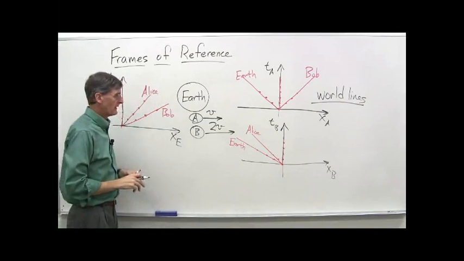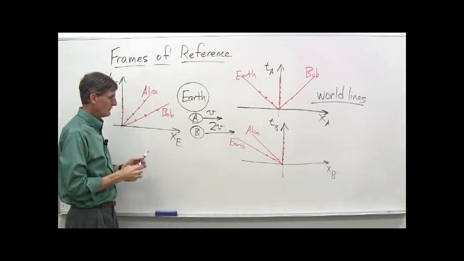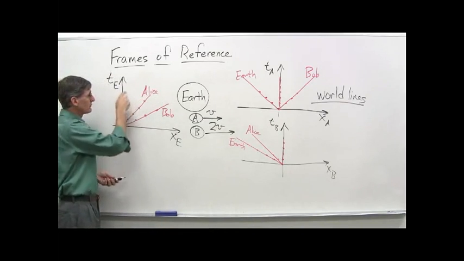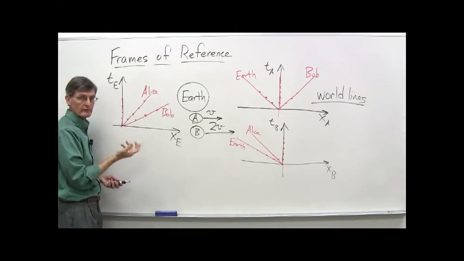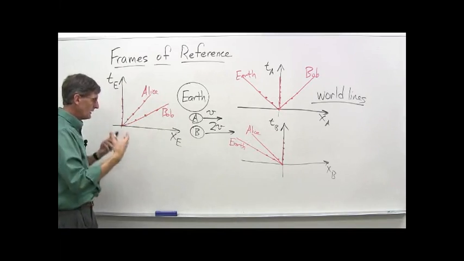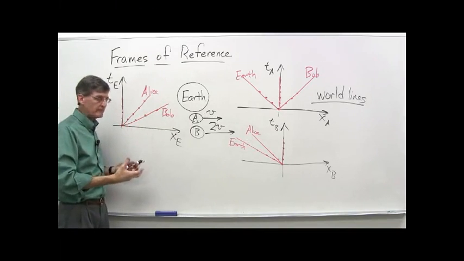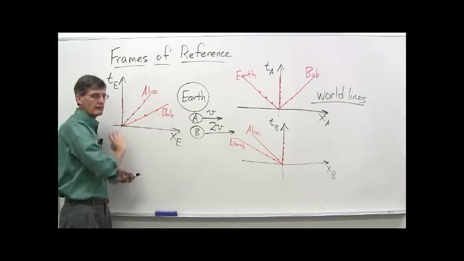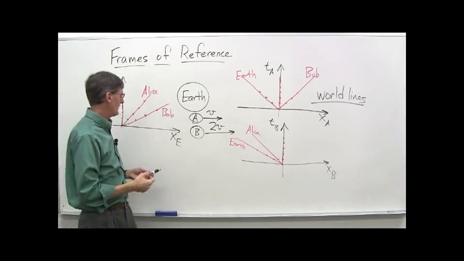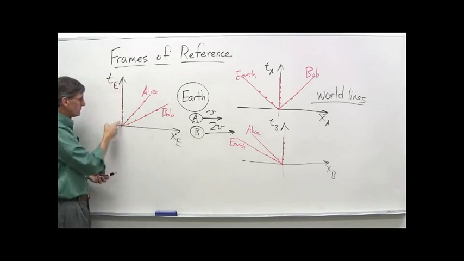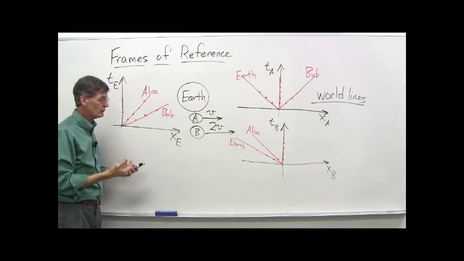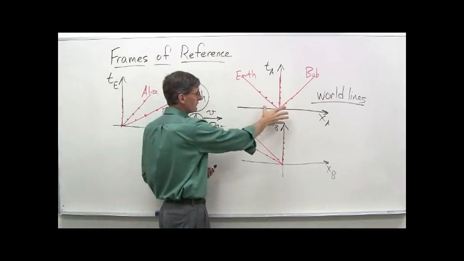World lines. In this case, this is Alice's world line from the perspective of an observer on Earth, from the Earth frame of reference. This is Bob's world line. It's really tracking his position and time through Earth's space-time diagram. And the world line for the Earth observer is just a vertical line here, it never moves. Same thing for Alice.